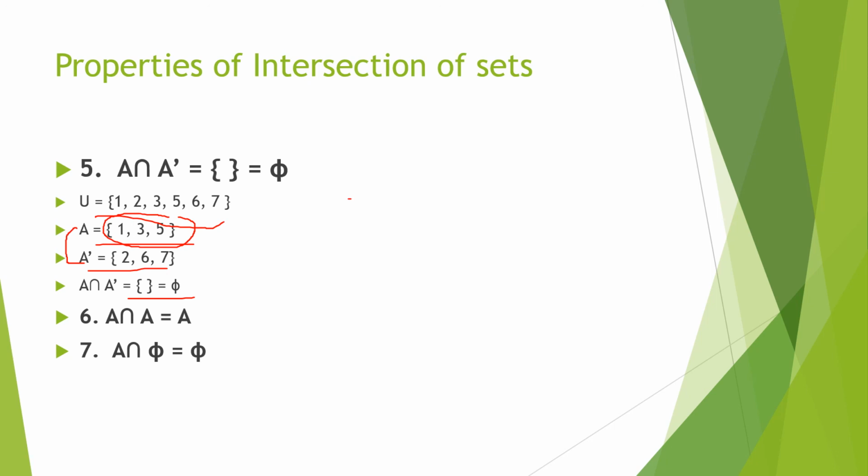Another is A intersection A is A, because the common factors of A and A are also present in A, so it is the same. And the intersection of A and the empty set is empty, because there is no common factor between A and the empty set. All these are the properties of intersection of sets.